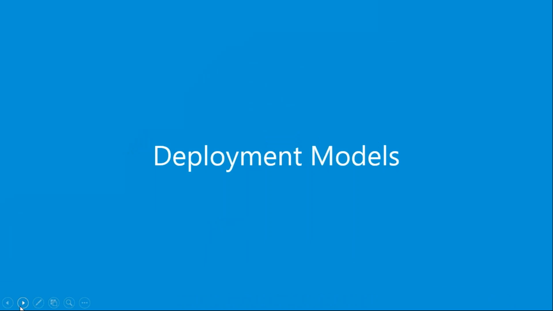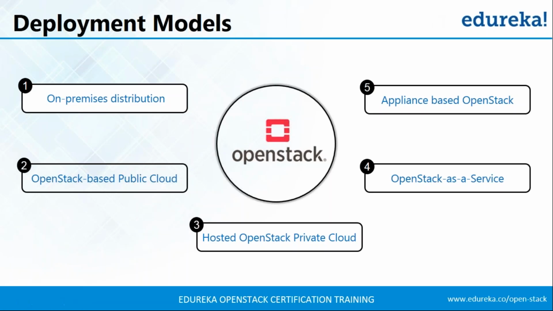So now let us move on and take a look at the cloud deployment models that you can have using OpenStack. Now there are 5 kinds of deployment models that you can do with OpenStack. The first one is on-premises distribution. As the name says, on-premises means that your data centers lie in your company. They're your servers, and then you can lay out a layer of OpenStack on top of your data centers. That is what it means.